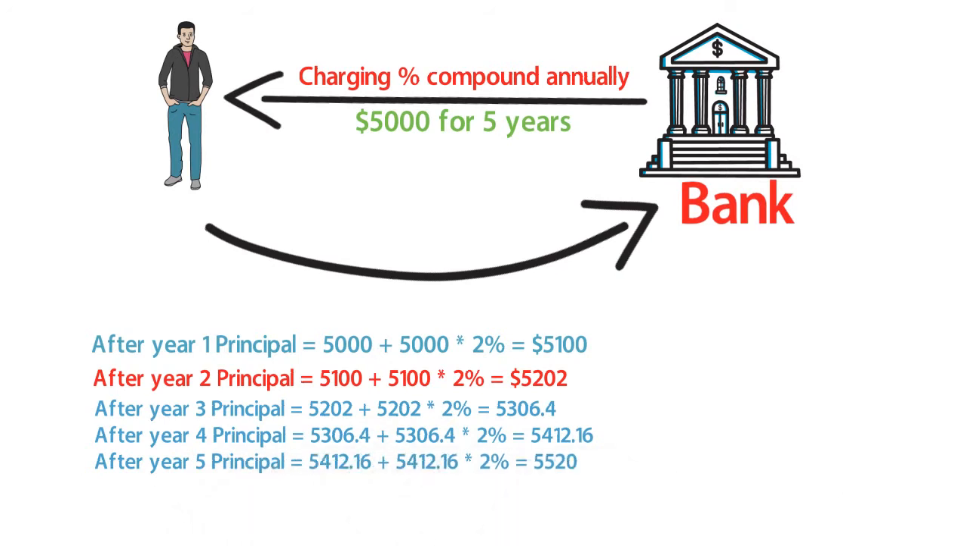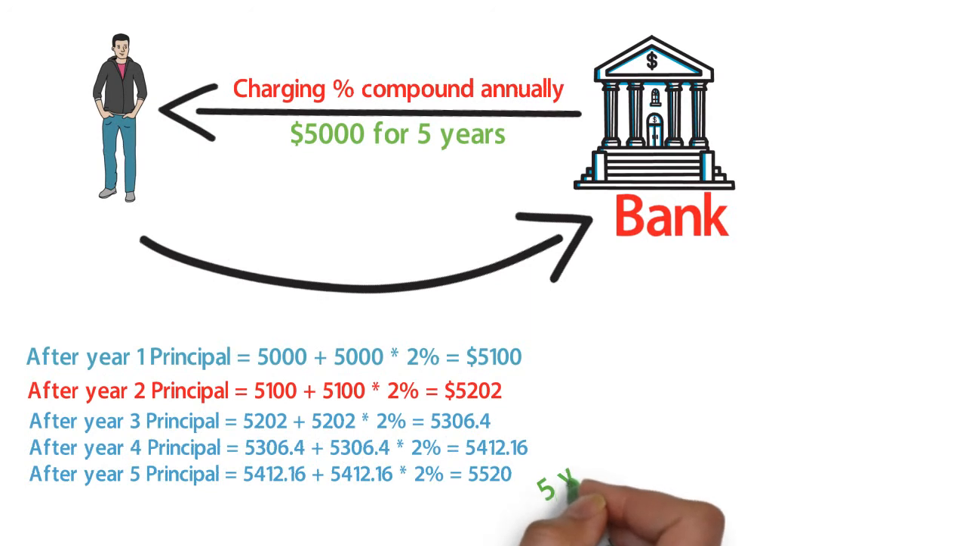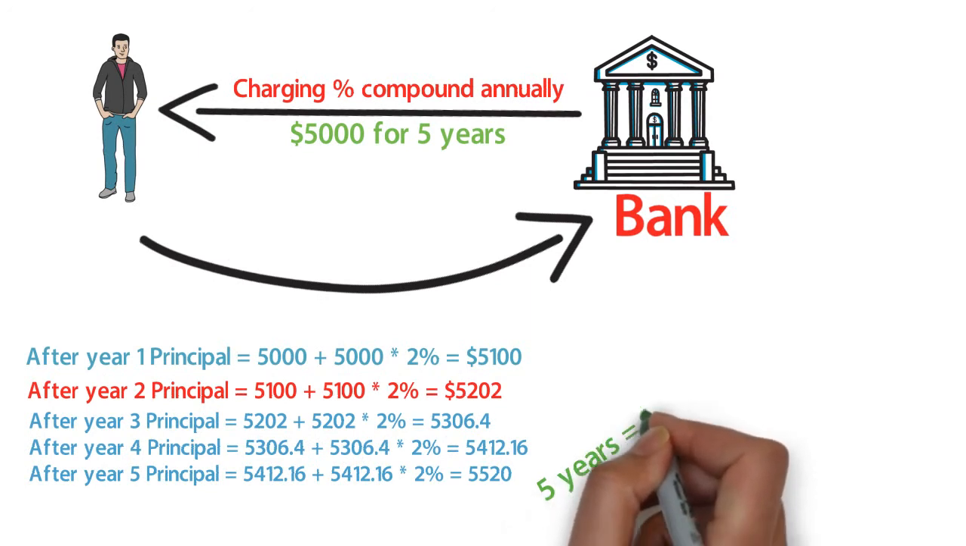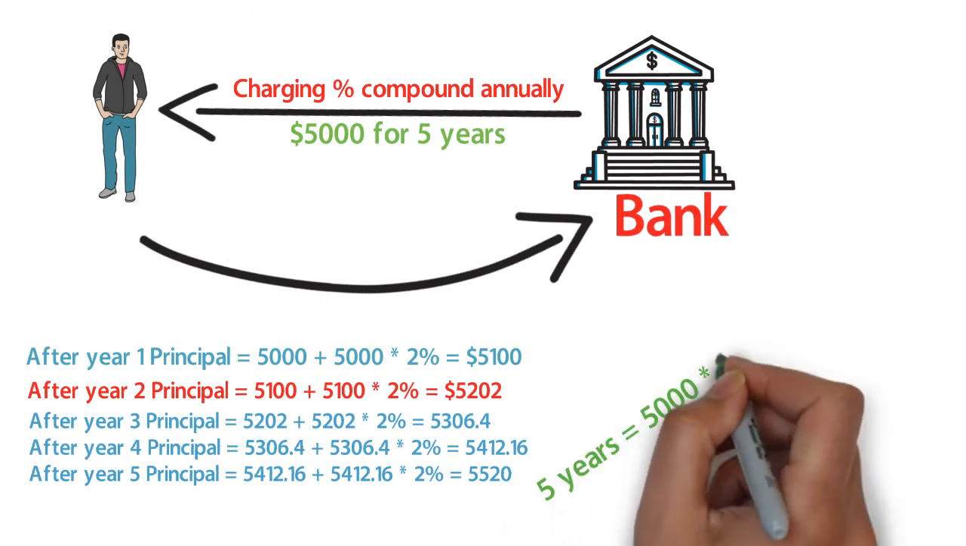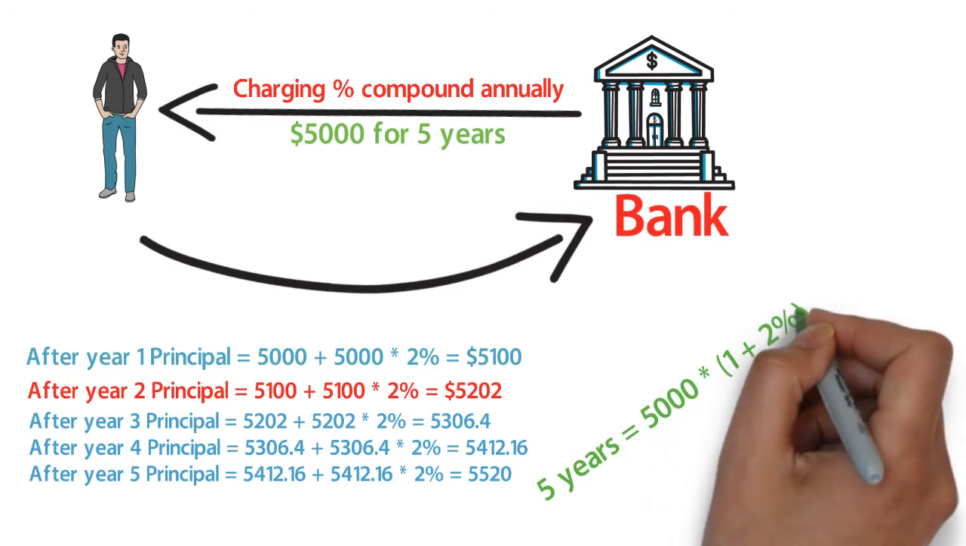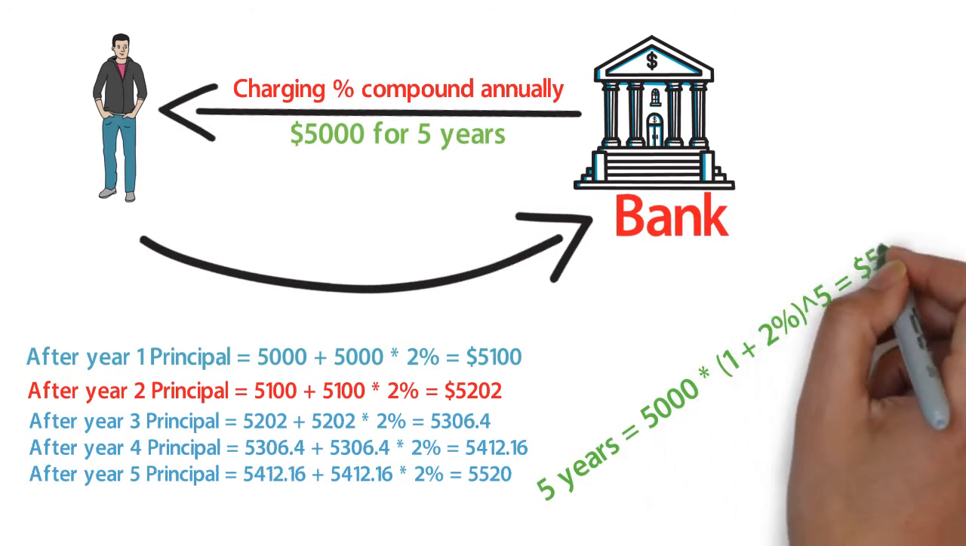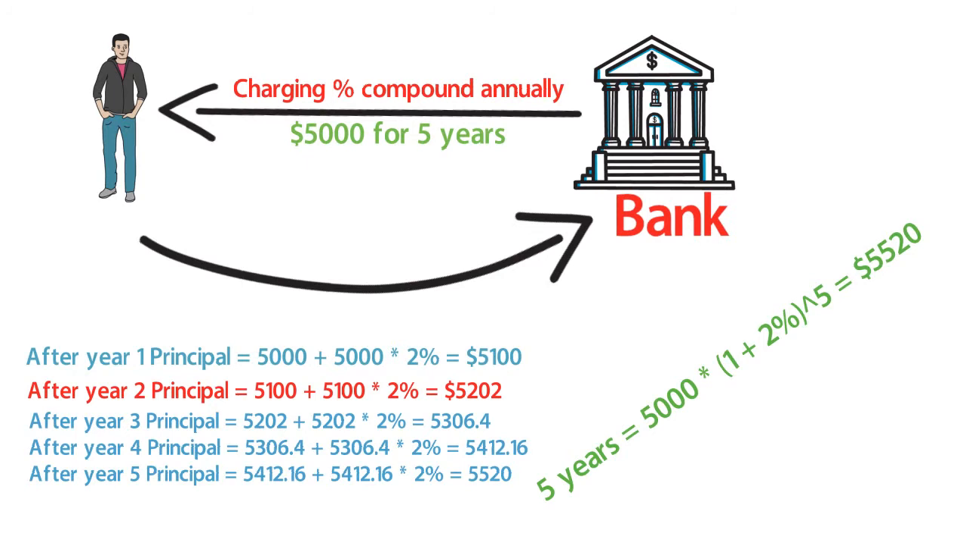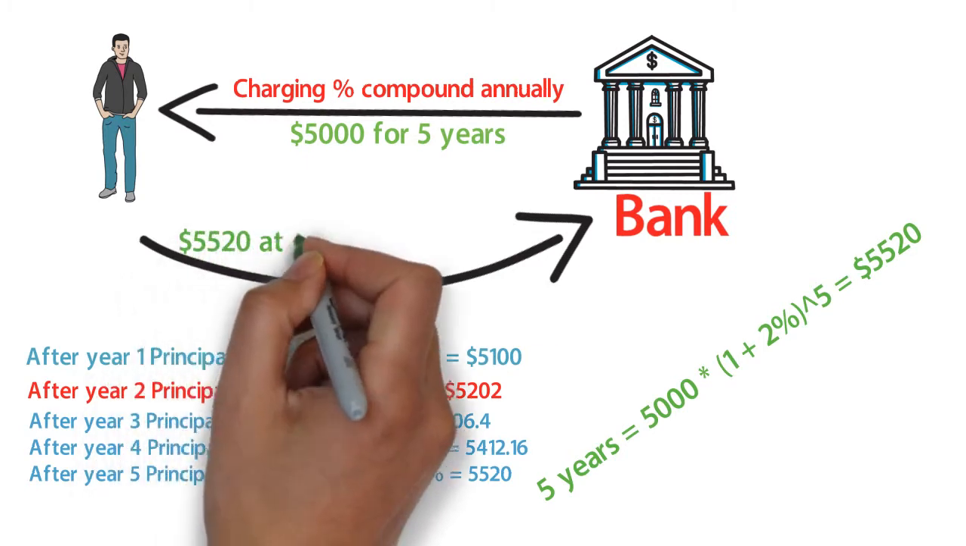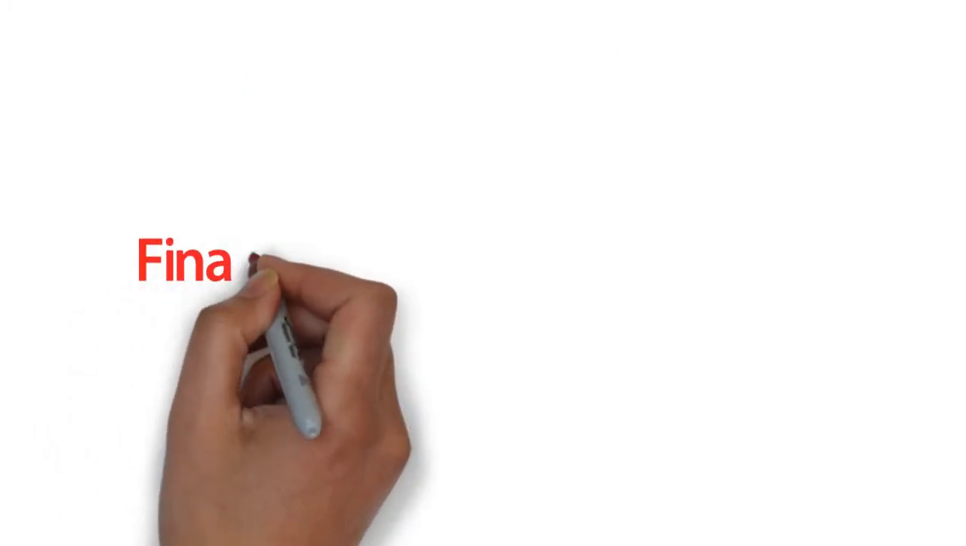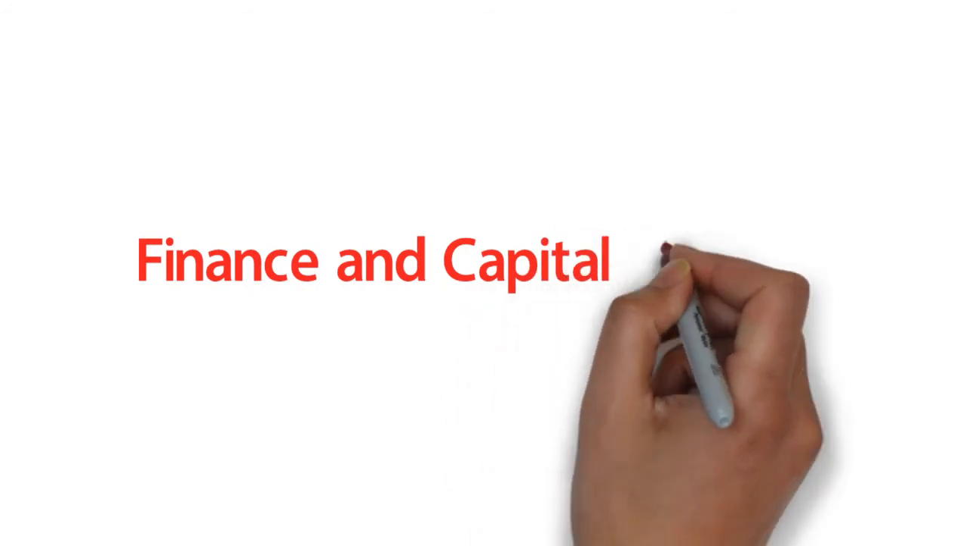So for calculating the value accumulated at the end of year 5, we simply multiply the principal amount with the compounding factor, that is denoted by total amount after 5 years, which is equal to 5,000 into (1 plus 2%) raised to the power 5. That equals $5,520. So we know about interest, and now we are going to discuss finance and capital markets.